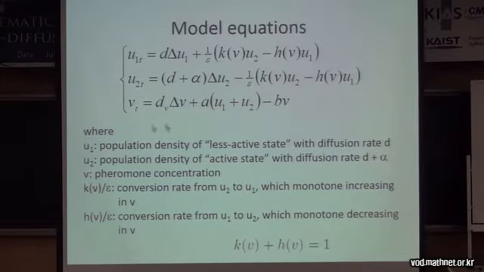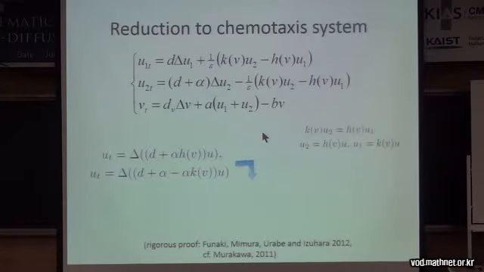And V is the pheromone concentration. Of course, pheromone is produced from each cell, so that is a plus term like this. And by using these three-component systems, we consider the dynamics of these solutions.